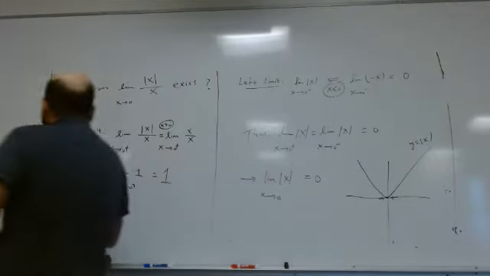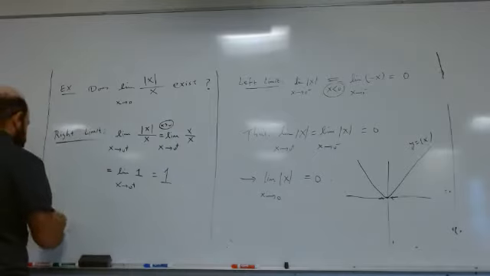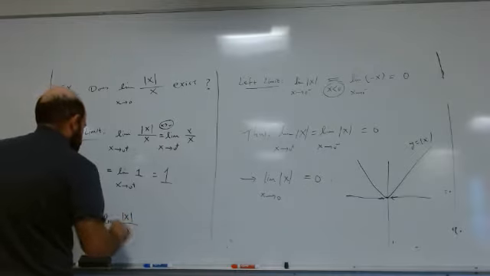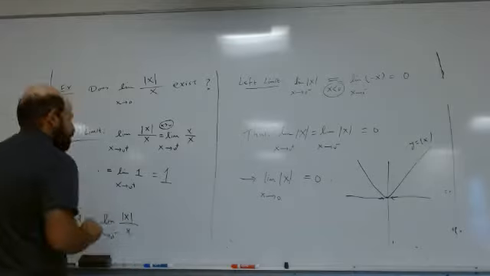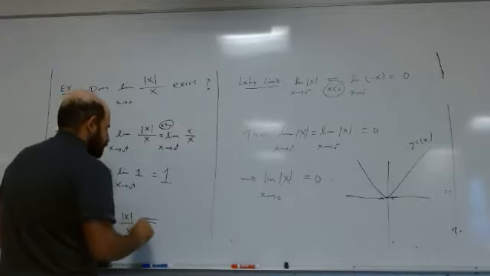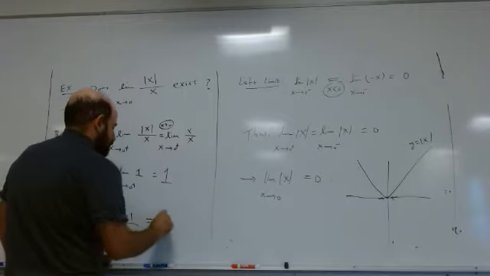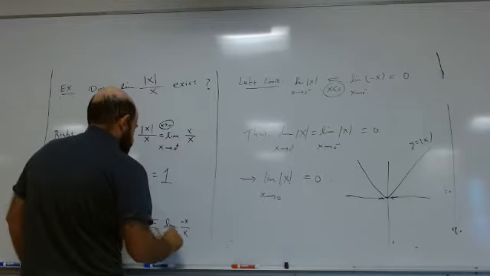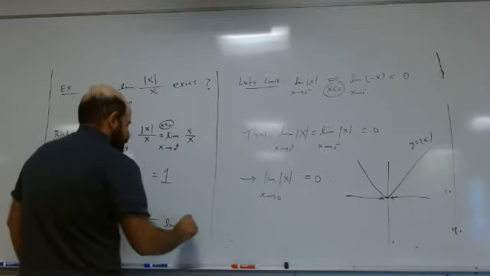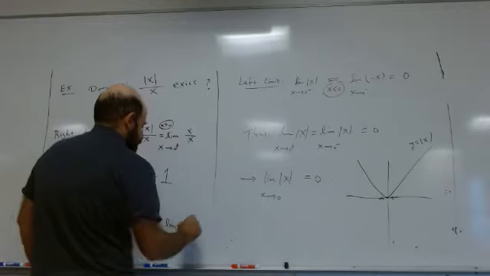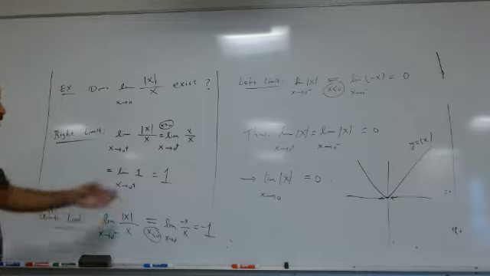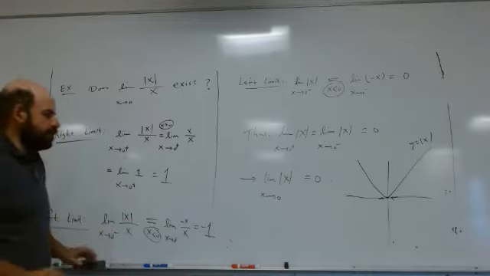And similarly, the left limit of absolute value x over x as x approaches 0 from the left. Here x is less than 0, so we can replace absolute value x with minus x, and the limit of minus x over x as x approaches 0 from the left is the limit of minus 1, which is minus 1. So the right limit is 1, the left limit is minus 1.